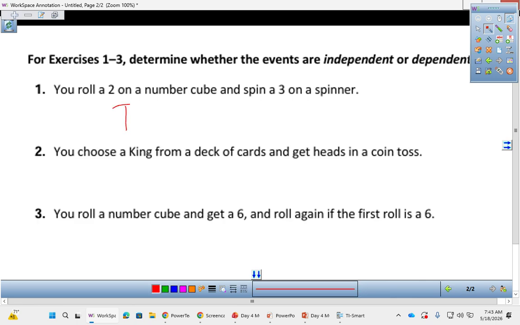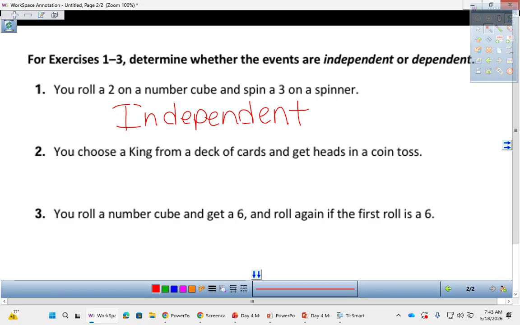The first one would be independent. You choose a king from a deck of cards and get a heads in a coin toss. Does the fact that I pick a king from the deck affect if I'm going to flip a heads or a tails on a coin? No, these are completely unrelated. So this is an independent pair of events.